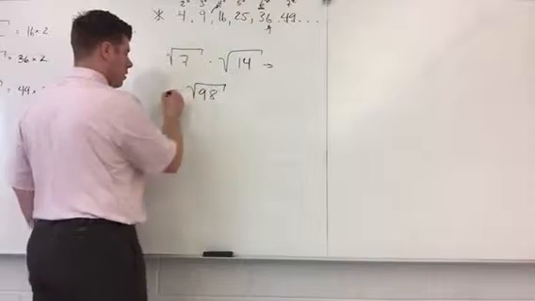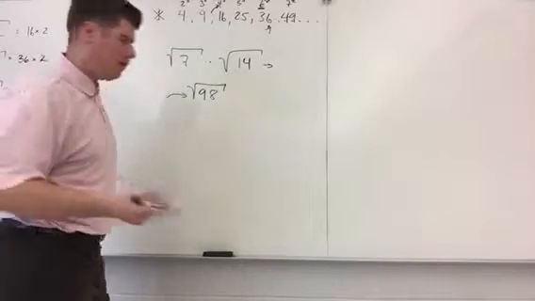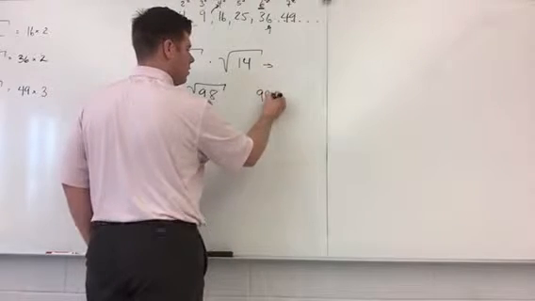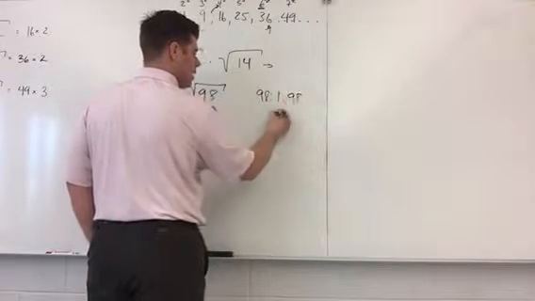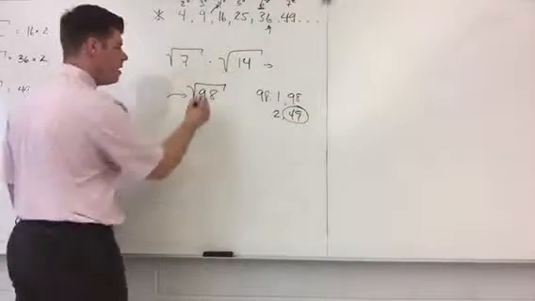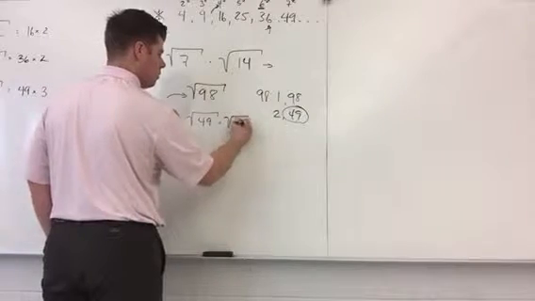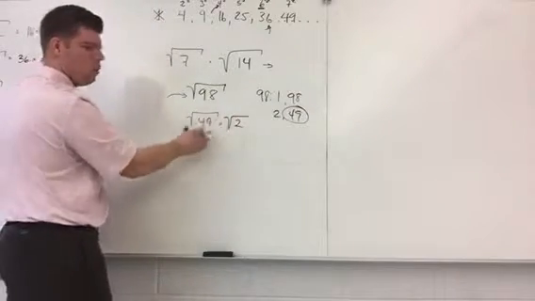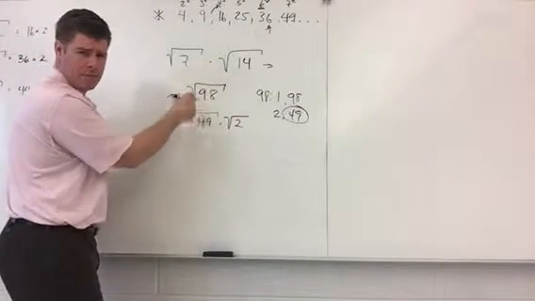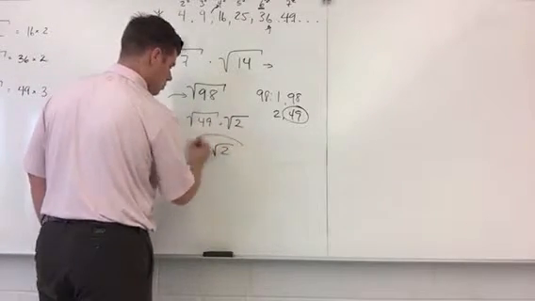So now I have to ask myself, what are the factors of 98? Well, the factors of 98 are 1 and 98, 2 and 49. Aha, I'm going to stop. There's my 49. So now I'm going to break this into the square root of 49 times the square root of 2. I could have written it all under one root, but I'm skipping that step from the previous. And what I have now is 7 root 2.